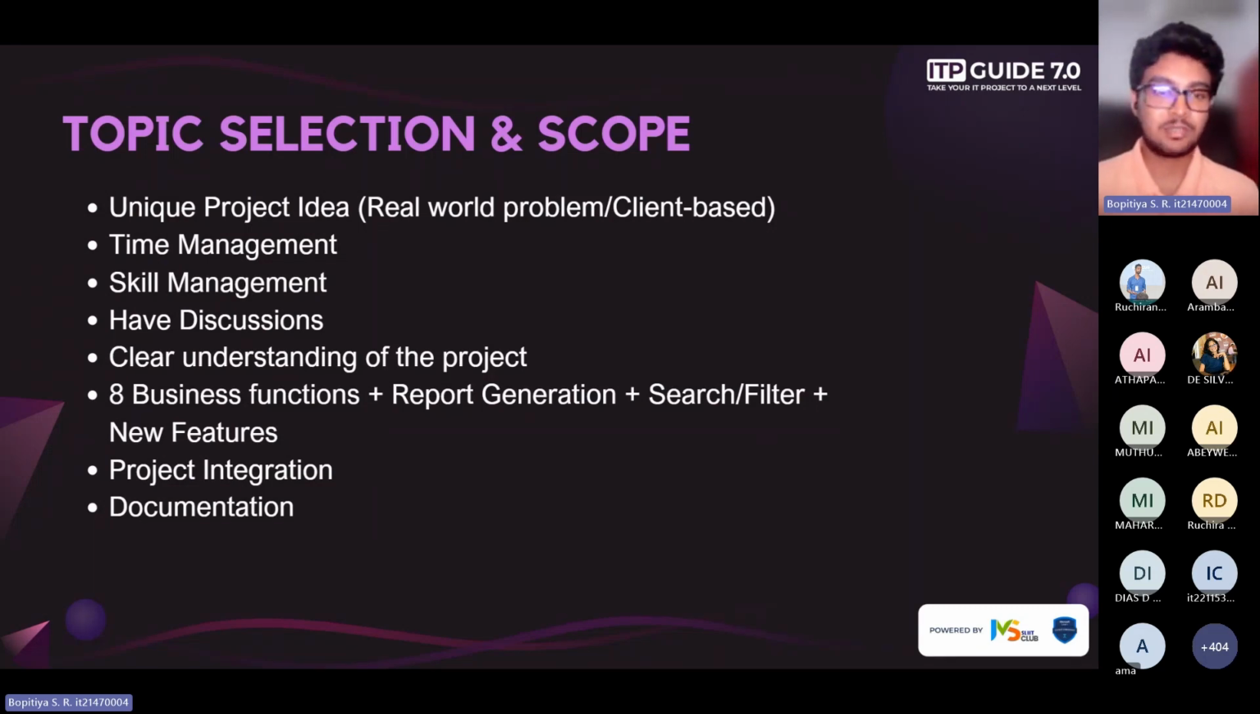It should be something very unique, because the lecturers have already seen these common things so many times and they're mostly fed up with them, right? So you need to impress the lecturers. You need to come up with something very unique.